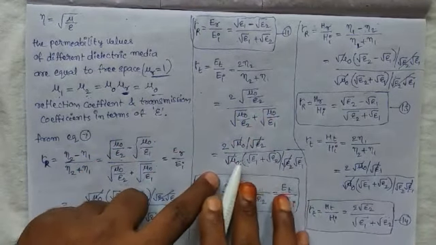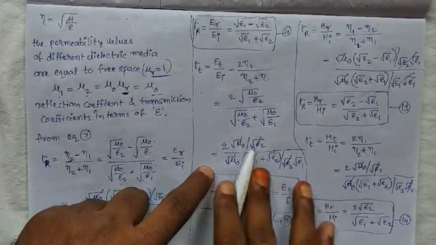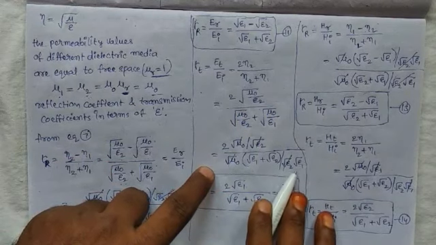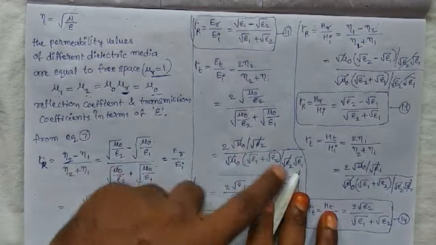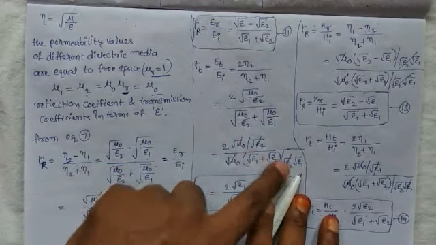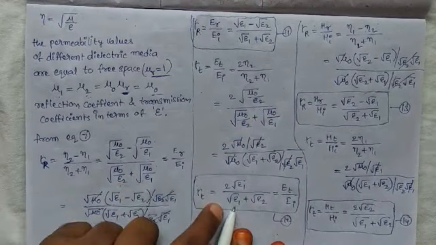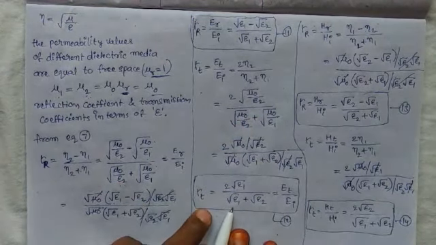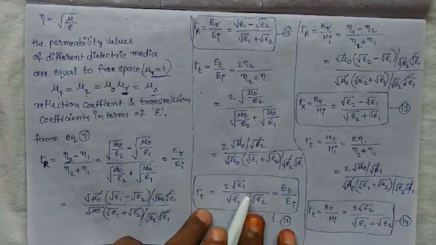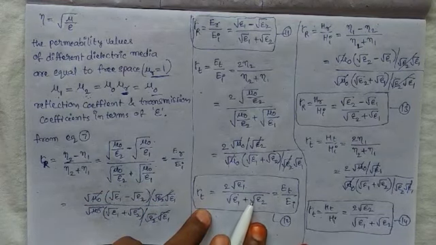Okay. Here root mu naught and root epsilon 2 get cancelled. This denominator value becomes a numerator value, so we are taking it to the numerator. That means 2 root epsilon 1 by root epsilon 1 plus root epsilon 2. This is the transmission coefficient in terms of permittivity.